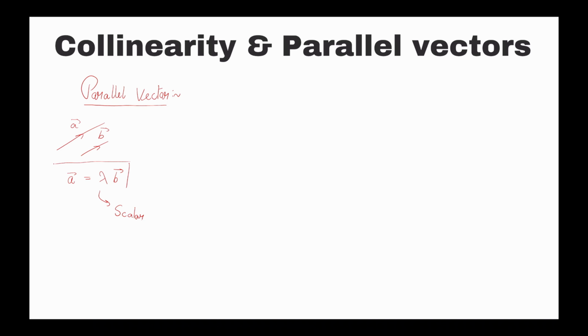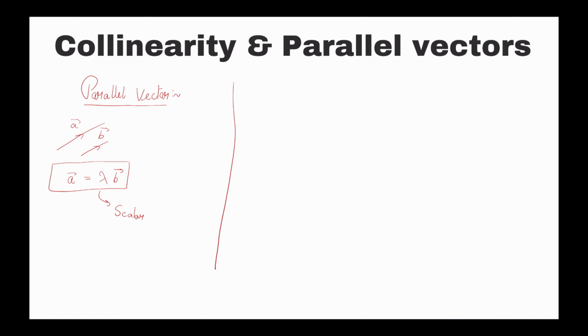For A and B to be parallel to each other, of course, A vector needs to be equal to lambda times B vector. There shouldn't be any constant added or subtracted in this entire equation. The only thing is that a constant is multiplied, which basically means that these two vectors are proportional to each other. They're only going to differ by a factor of lambda. So keep this in mind about parallel vectors.